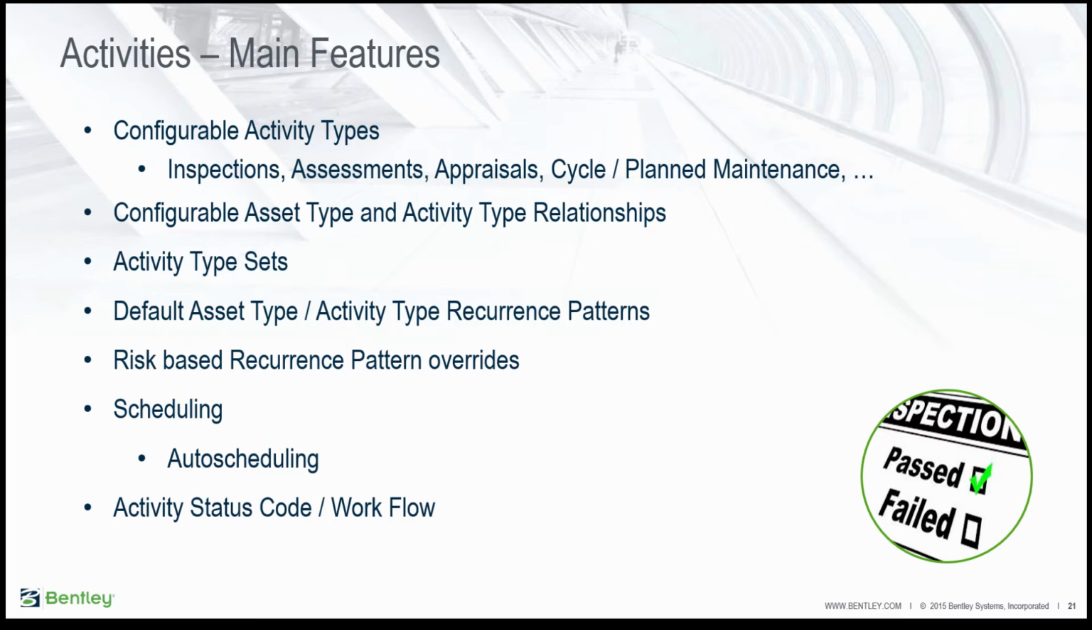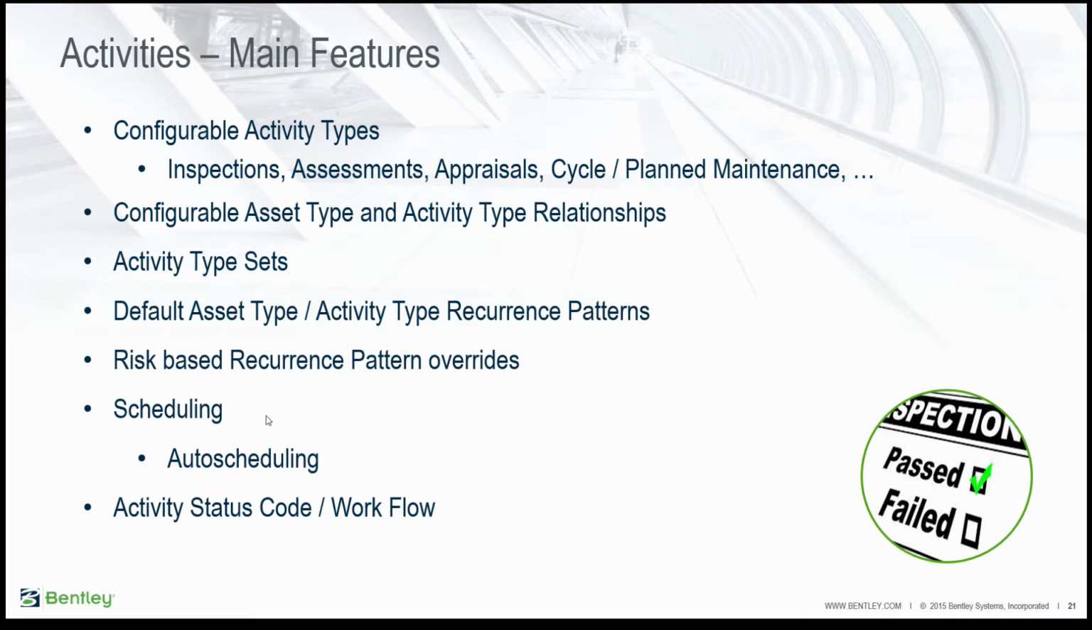Bearing in mind risk-based asset management approaches are more prevalent, AssetWise allows default recurrence patterns for activity type asset type combinations to be defined. However, it also allows those default recurrence patterns to be overridden for specific instances of an asset based upon some risk profile. For example, you might have an inspection regime where you carry out an inspection on an asset every 24 months. However, based upon perhaps the condition of the asset, you might want to inspect it every 12 months or every 18 months. So AssetWise allows you to schedule based upon the recurrence patterns, but also allows you to override those recurrence patterns based upon some risk.